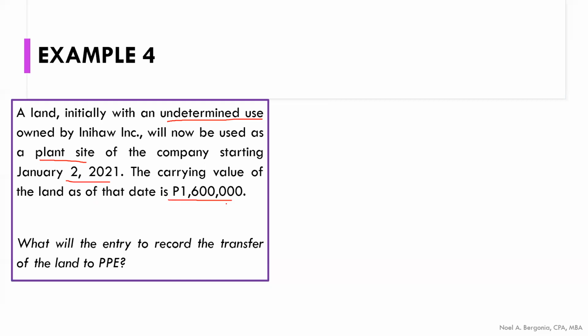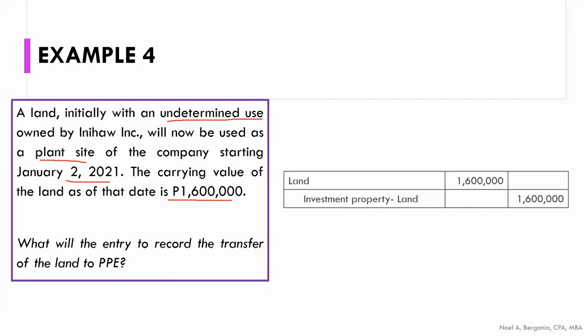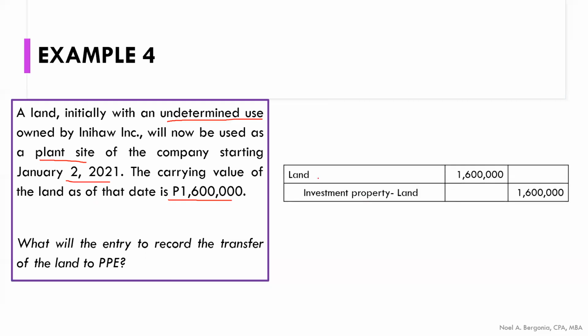So since from cost model to cost model transfer siya, then ayan, simple lang, no? You debit the land, which is a PPE terminology, 1,600,000, and then we credit investment property land, which is the original classification, 1,600,000. So as you have seen here, no gain or loss to be recognized on the transfer, since we will just be transferring it as is at carrying value. Okay, so are we clear on that, class?